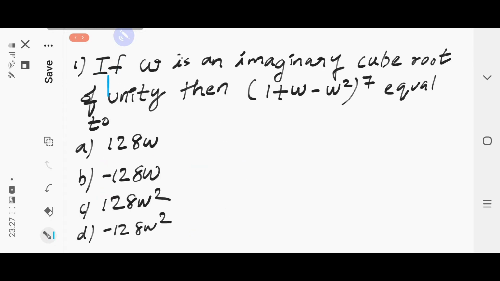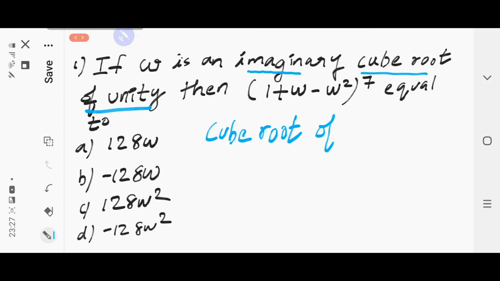See, if omega is an imaginary cube root of unity, then (1 plus omega minus omega square) the whole raised to 7 is equal to what? Do you ever heard about this concept, cube root of unity? Heard about cube root of unity? If not, just for your information, what does cube root of unity mean?